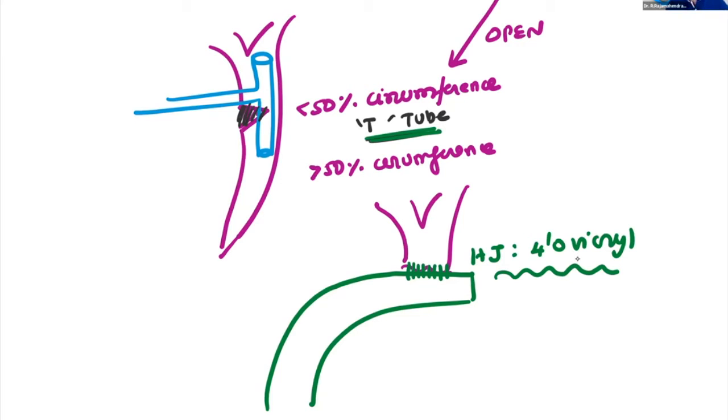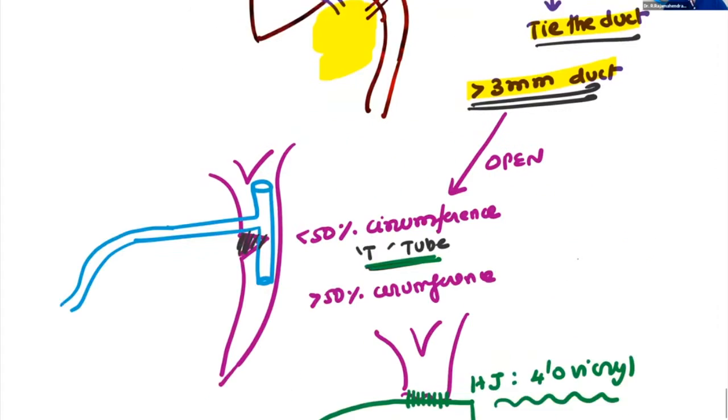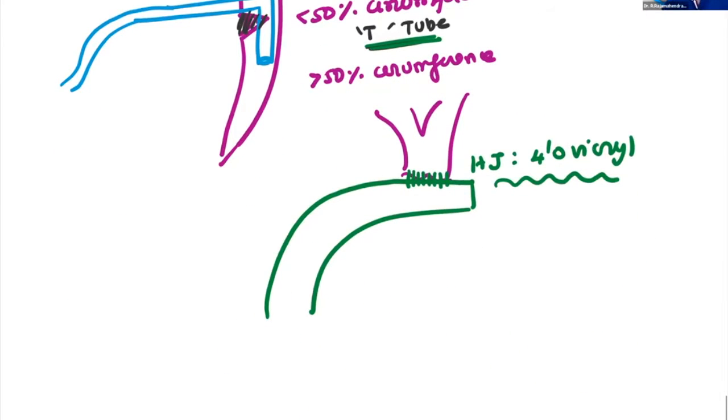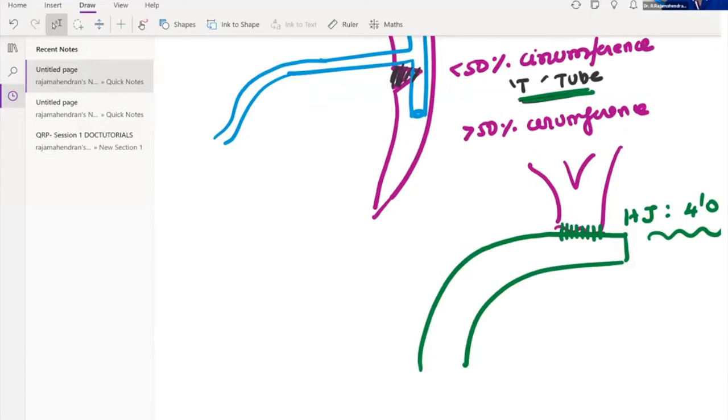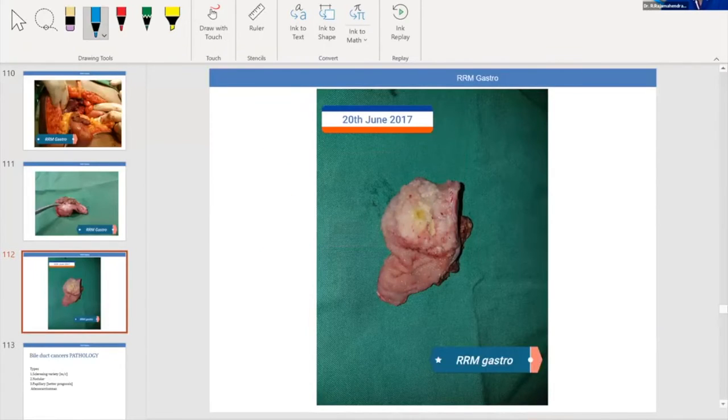I'm not going into CBD stones or CBD management. But if less than 50% circumference, please put a T-tube and come out. This is a very important thing you should not forget for your exam. So this is about the various concepts of laparoscopic cholecystectomy. CBD stones I'm not discussing in this chapter because this module is not related to CBD. In future we'll have another session for CBD stone discussion.